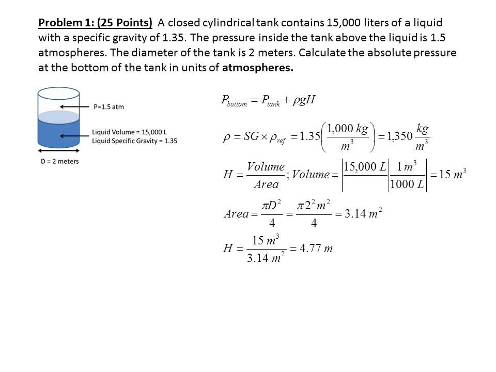The cross-sectional area is just pi times the diameter squared over 4. In our problem, our diameter is 2 meters, so we'll have pi times 2 squared meters squared over 4, or 3.14 square meters. The height will be the volume divided by that area, and the liquid level will be 4.77 meters.